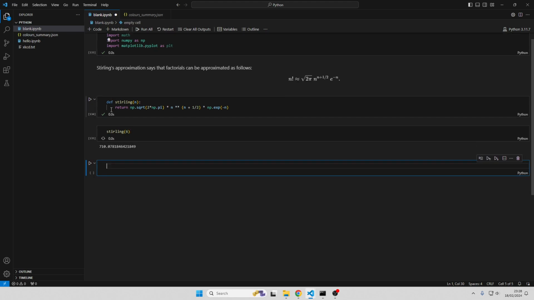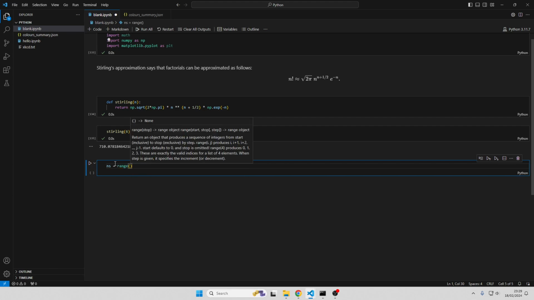So let's say Stirling 6, for example, that's 710 and a bit, whereas you should maybe hopefully remember that the real factorial 6 is 720, so that's decent but not terribly precise. But let's make a plot to see how this goes when n gets bigger. This is not really working when n is 0, so we're going to start at 1.